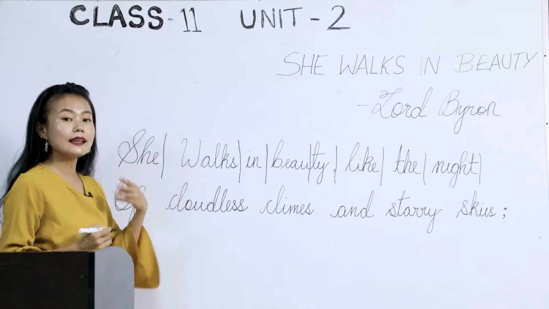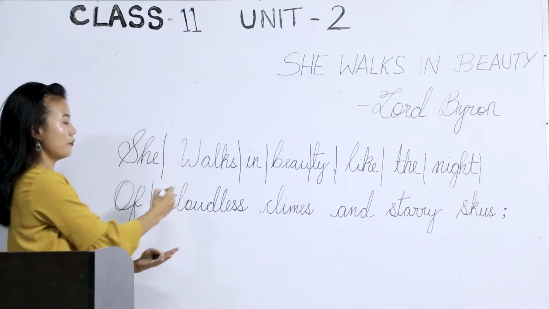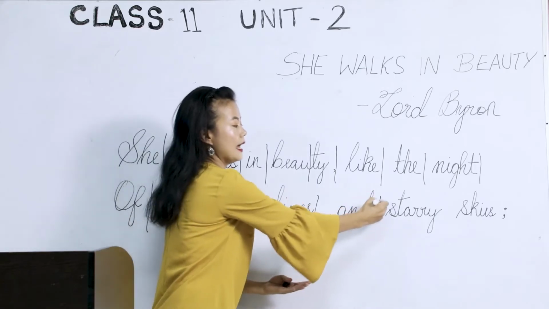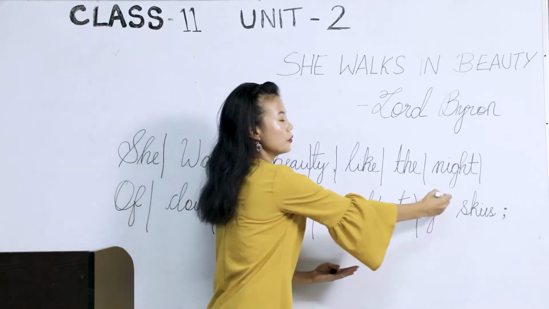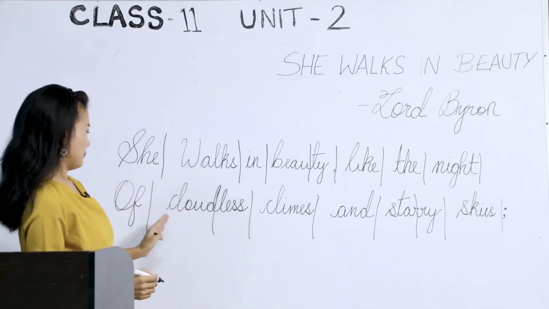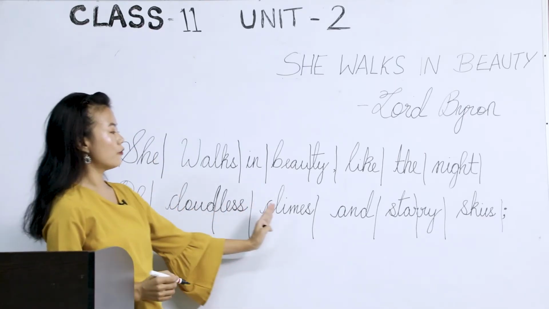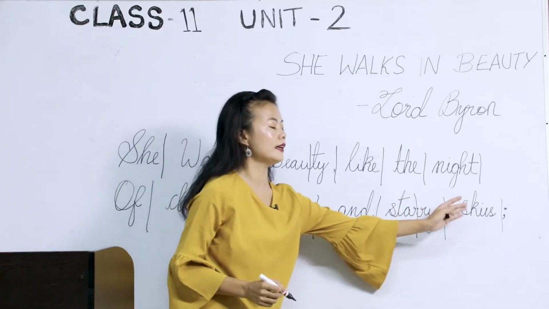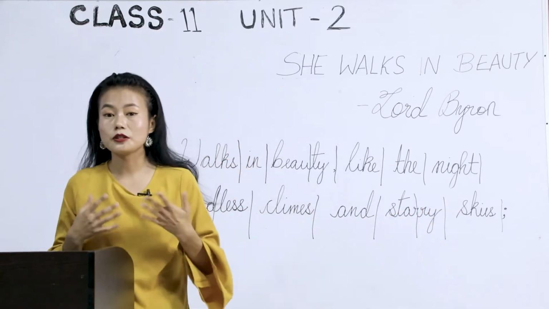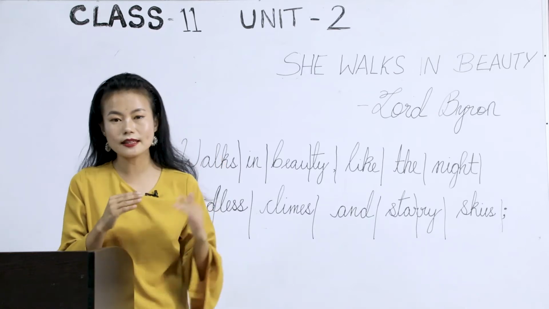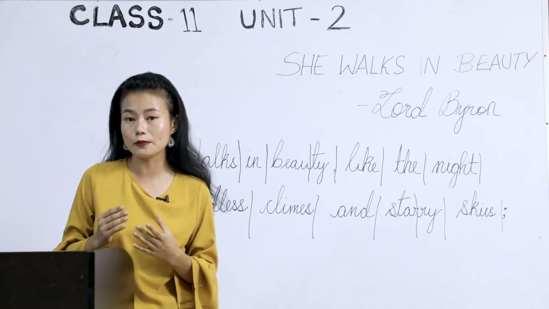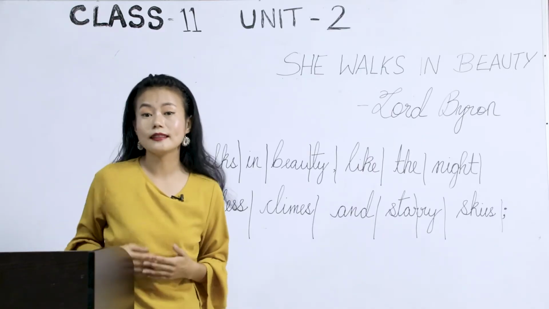Even in the second line, it is the same. Of cloudless climes and starry skies. So all together, 8 syllables again: 1, 2, 3, 4, 5, 6, 7, 8. So this is what iambic tetrameter is all about. We will have 8 syllables in a line, and then the reader tends to pause after the 8th syllable and then follow the next line.